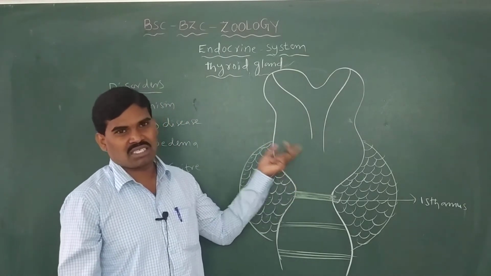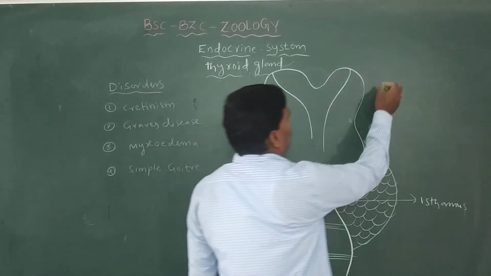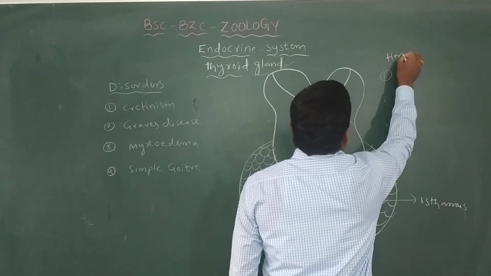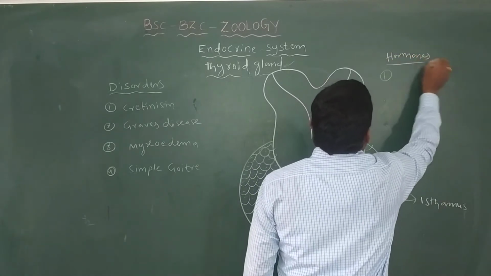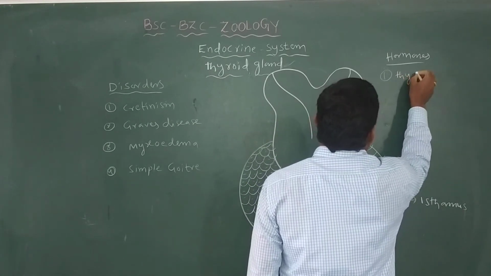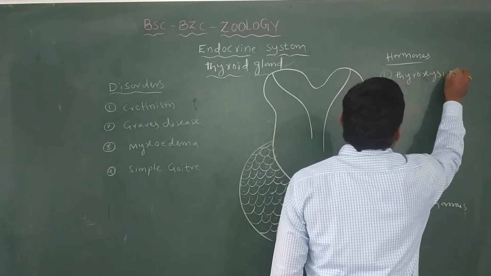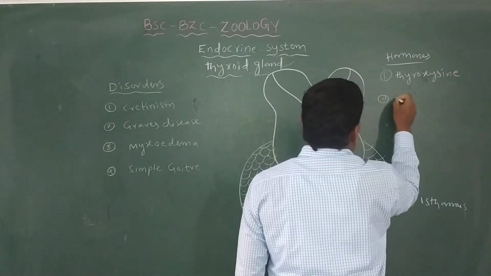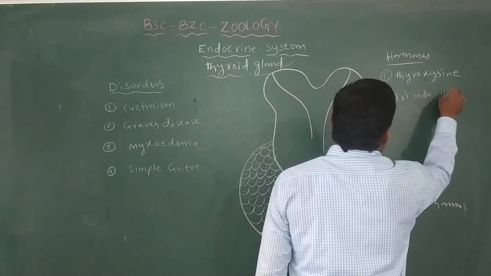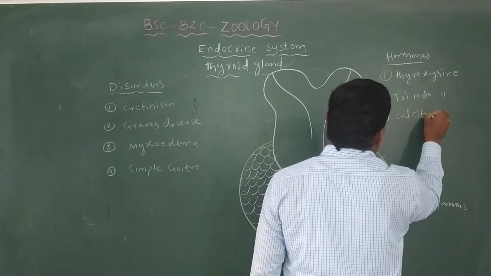The thyroid gland secretes three types of hormones. How many types of hormone secretions? One is the thyroxine hormone. The second is triiodothyronine, and the third is calcitonin.